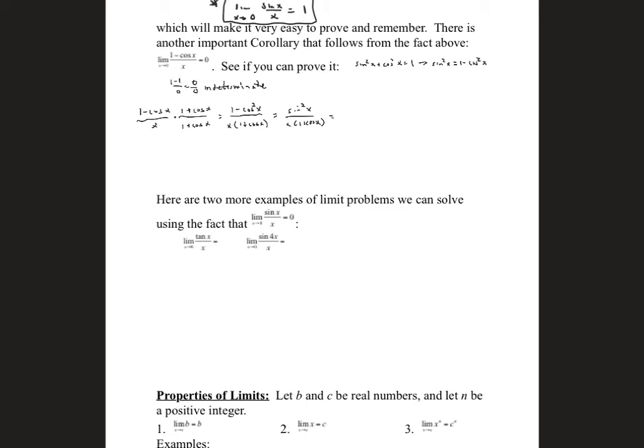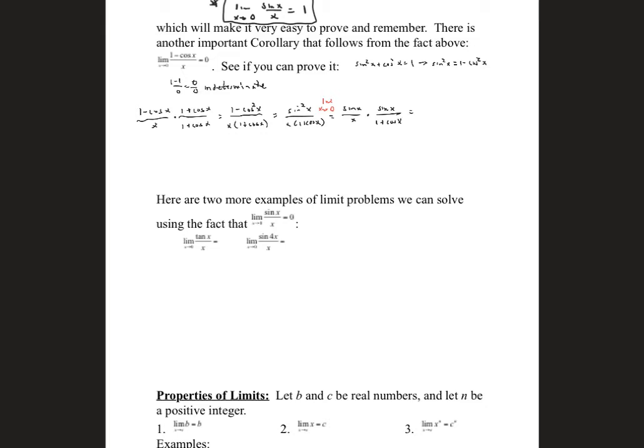Now we can split up our limit. The limit of a product is the product of the limits. So I'm going to take one of those sines and put it over the x. I'm going to take the other sine and put it over the 1 plus cosine x. So these multiply still to get us back. Now we can take our limit as x goes to 0, and we can take each of those limits separately.